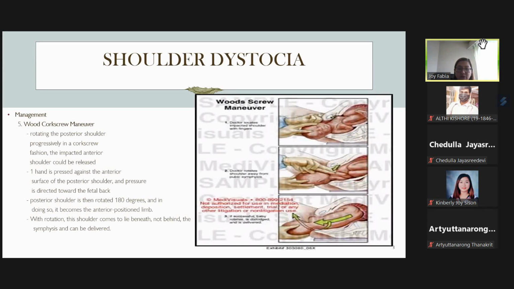If again not effective, we convert it into a Wood corkscrew maneuver. This is another rotational maneuver in which you rotate the posterior shoulder progressively in a corkscrew fashion. In this one naman, the anterior shoulder could be released. One hand is pressed against the anterior surface of the posterior shoulder and the pressure is directed toward the fetal back. So, the posterior shoulder is actually rotated 180 degrees.